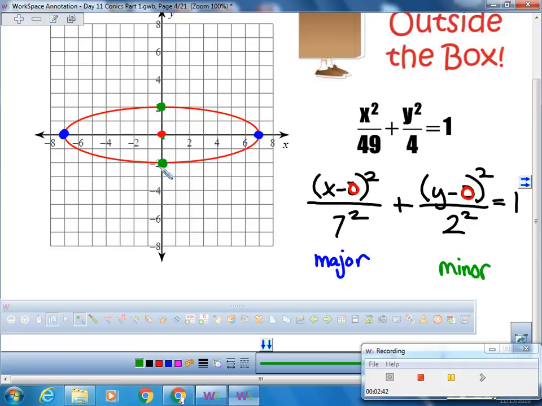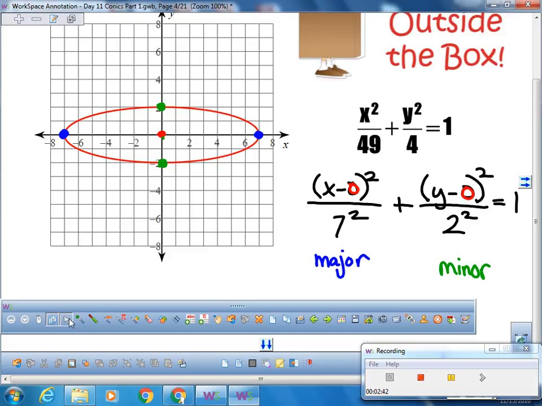Now, why in the world would I call this one my major axis and this one my minor axis? Because the major one is the one that's wider, right? And the minor one. Could we switch it? Yeah, it could be switched, right? But the important part is that going horizontally is always going to be with the x, and going vertically is always going to be with the y. Make sense? Hold on one second.